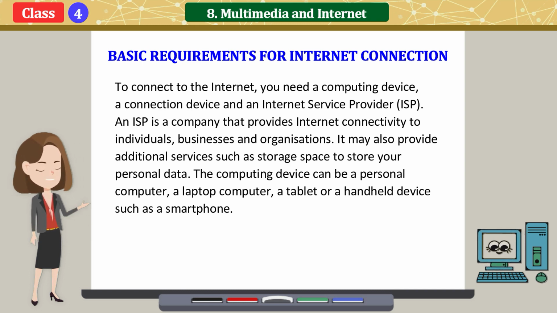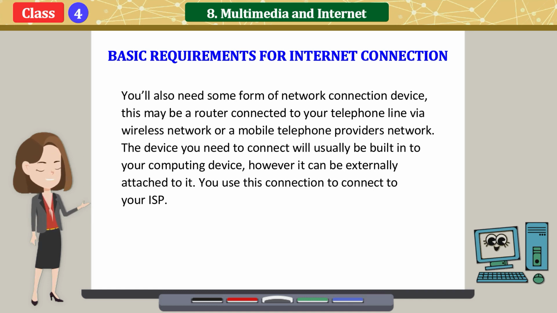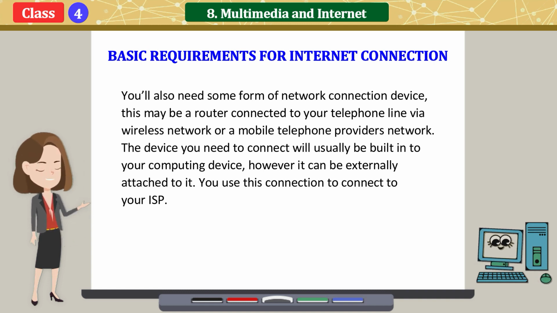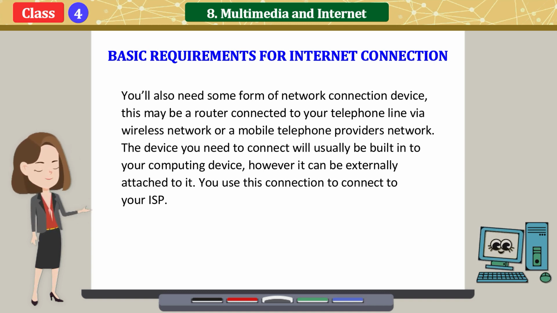The computing device can be a personal computer, a laptop computer, a tablet, or a handheld device such as a smartphone. You'll also need some form of network connection device. This may be a router connected to your telephone line via wireless network or a mobile telephone provider's network. The device you need to connect will usually be built into your computing device, however it can be externally attached to it. You use this connection to connect to your ISP.